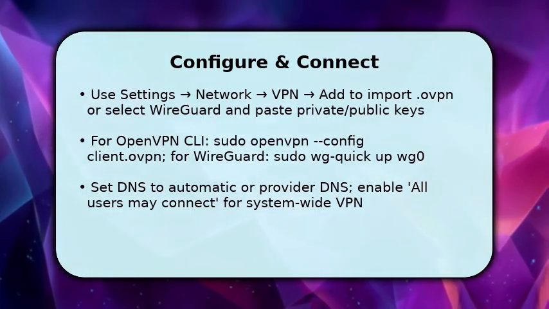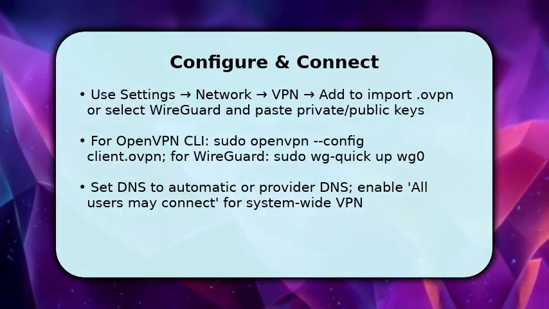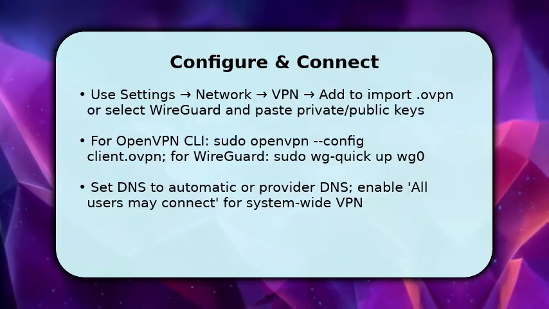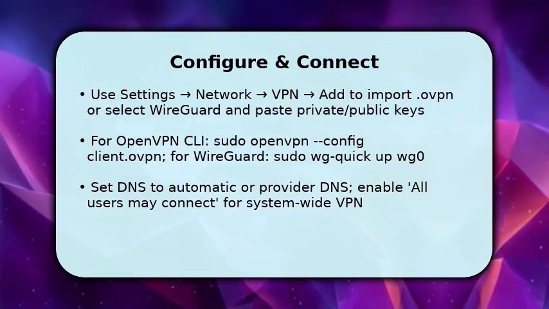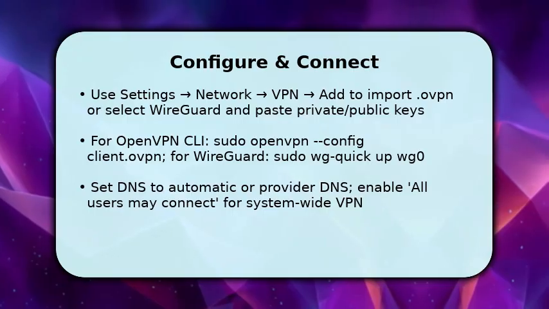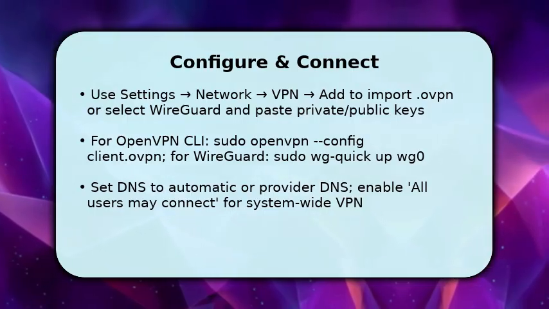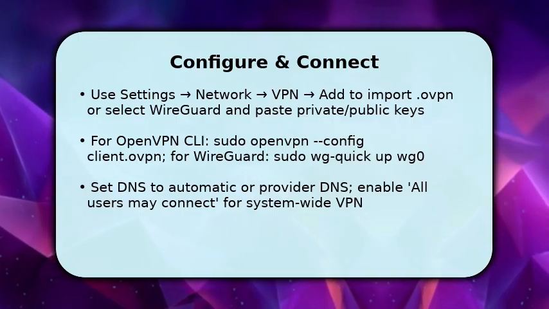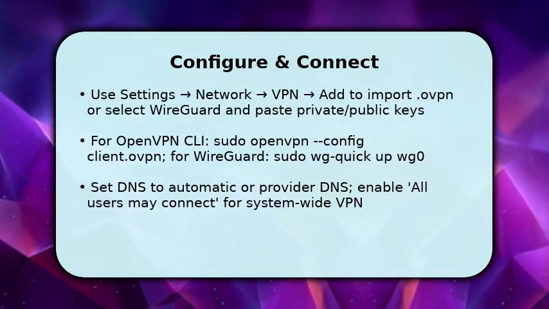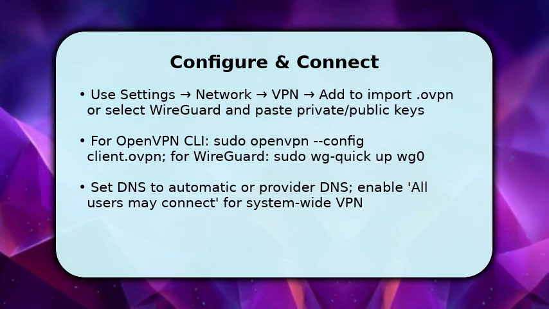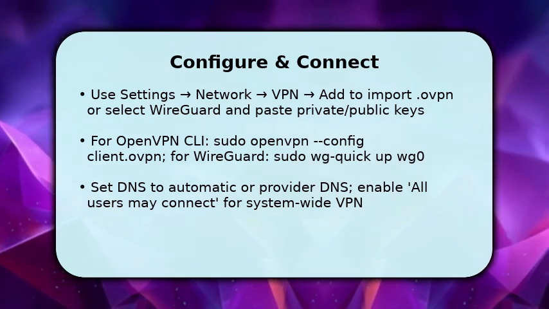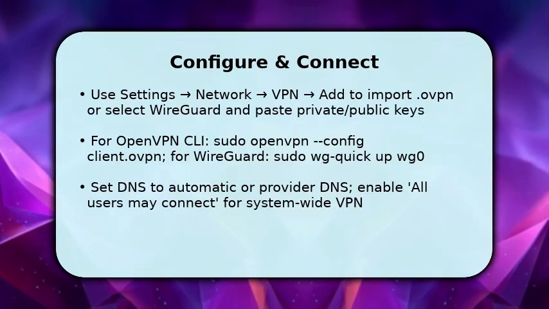If you prefer CLI, run sudo openvpn --config client.ovpn for OpenVPN or sudo wg-quick up wg0 for WireGuard. These commands establish interfaces and routes immediately. Make sure DNS is set to the provider's or automatic to avoid leaks, and enable system-wide access if multiple accounts will use the VPN.